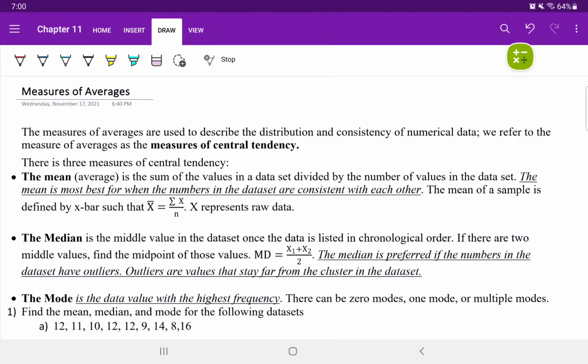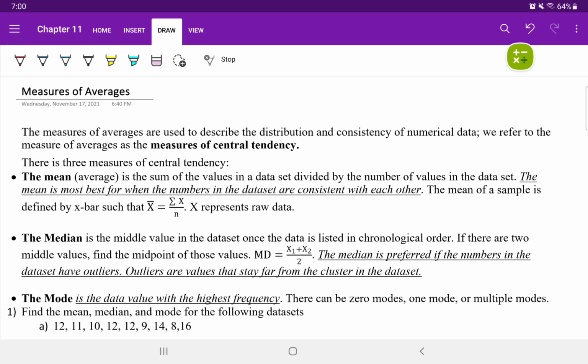All right, guys, welcome to Chapter 11, Section 3, which is going to be the measures of averages: the mean, median, and mode. The measures of averages are used to describe the distribution and consistency of numerical data. We refer to the measures of averages as the measures of central tendency. There are three measures of central tendency.